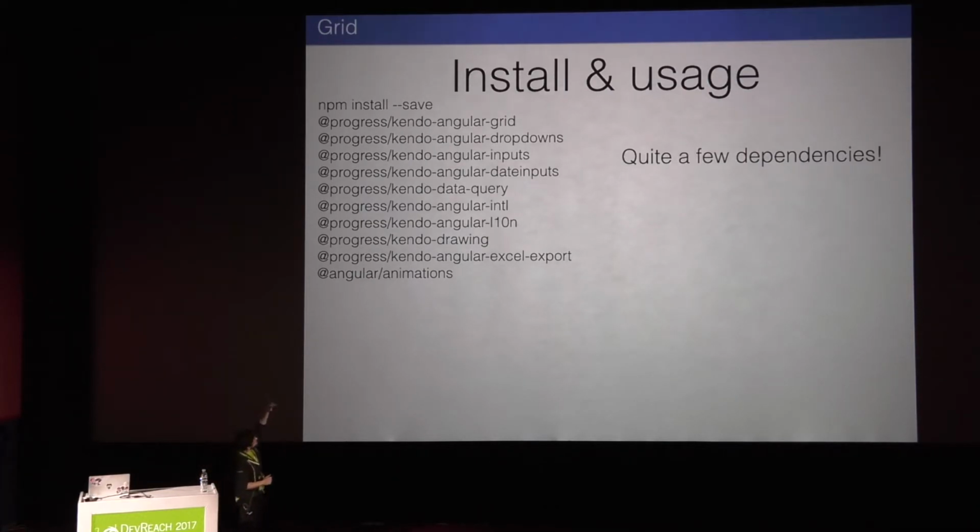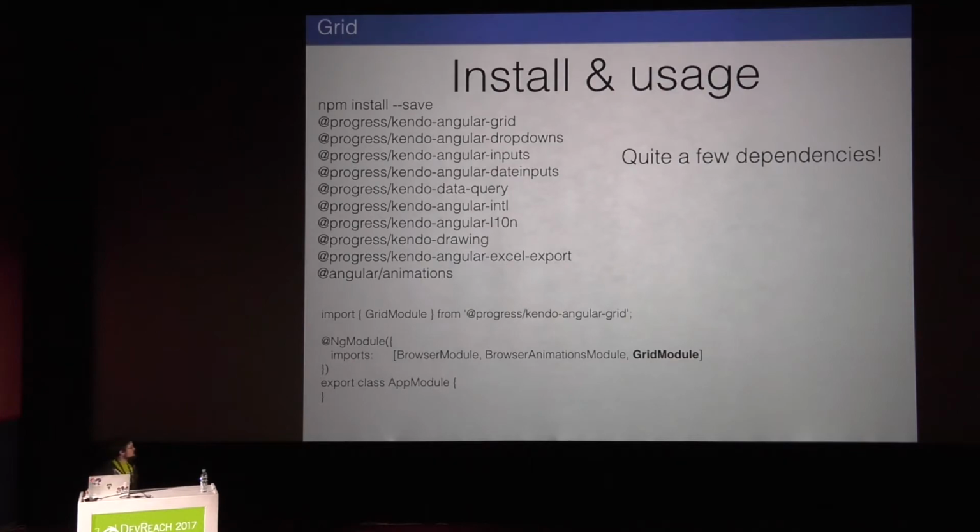Right, so a bunch of dependencies here, quite a few. But it's a grid, right? So it makes sense there are a few dependencies, especially the Kendo drawing. We're doing custom drawing. We have data queries, another nice library I'm going to talk about later. We've got date inputs, normal inputs, drop-downs, and the grid itself, and something nice here called Excel export at the bottom. We like that. Free exports for the people.